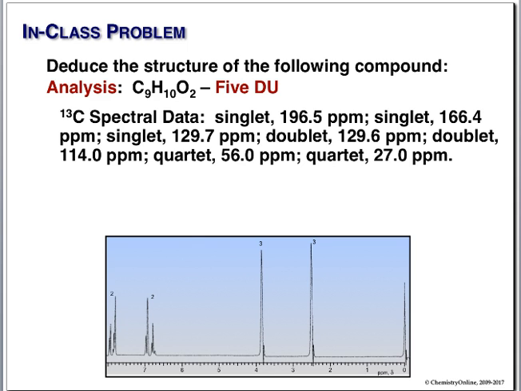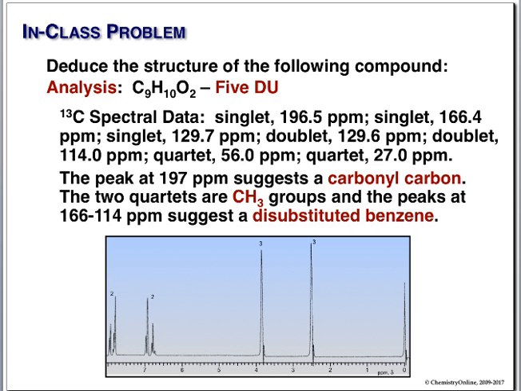Let's see, let's go backwards. I'm too close to this. Quartet, that's a CH3, right? Another CH3. This is at 114, so that's a CH. That's a CH. That's an unsubstituted carbon, and so is that. 2 singlets, 2 doublets in the benzene region. What about that very first one? Oh, this is our carbonyl. All right, so it looks like a carbonyl carbon, 2 quartets are methyl groups. Looks like a disub benzene.